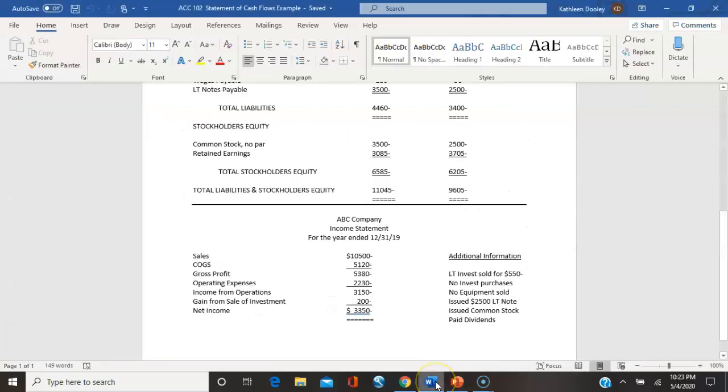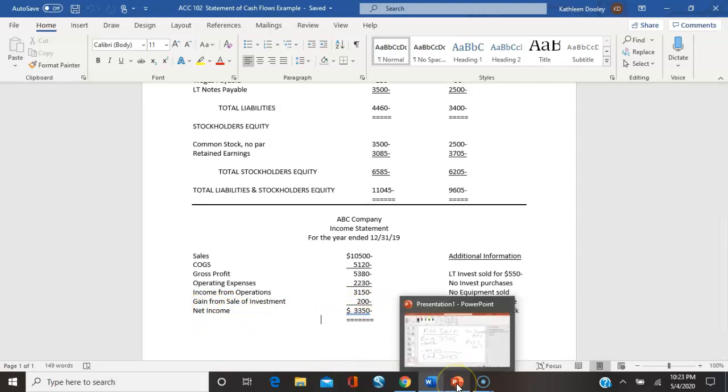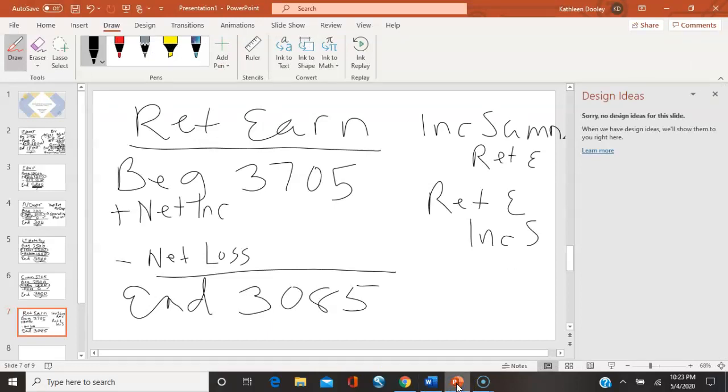So if I take a look, okay, here is my net income, 3350. Okay, is positive net income. Okay, 3350 net income. Now, because I had net income, I don't have net loss. So you can just cross it out. But there is something else that decreases retained earnings.